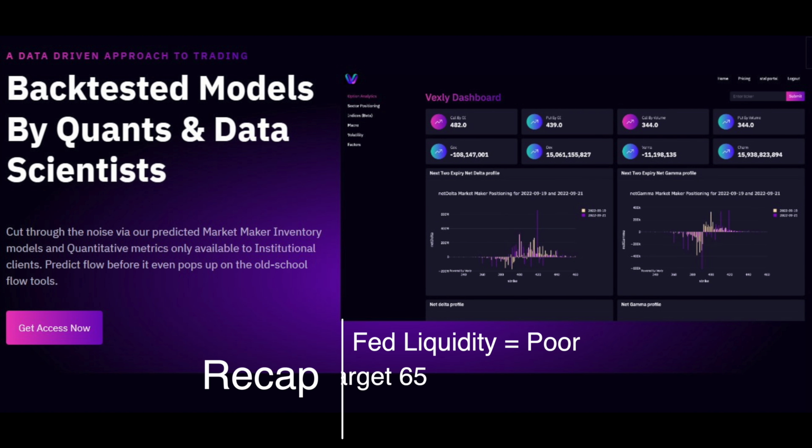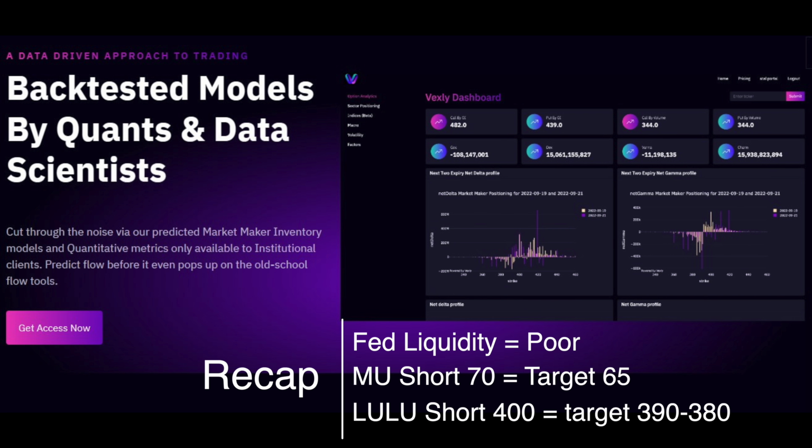That's it for this week. To recap, we still see the Fed and liquidity metrics to be poor and are still having negative effects on the market. To recap our trade ideas, we like MU as a short this week, with 70 acting as the ceiling and a downside target of 65. For our second idea, we like LULU as a short based on current positioning, with a downside target of 390 to 380, but need to make sure positioning doesn't roll higher, allowing price to move higher.